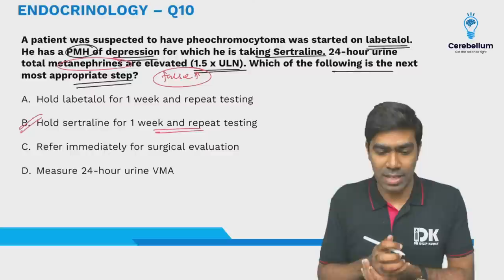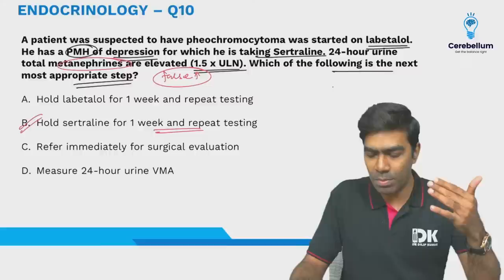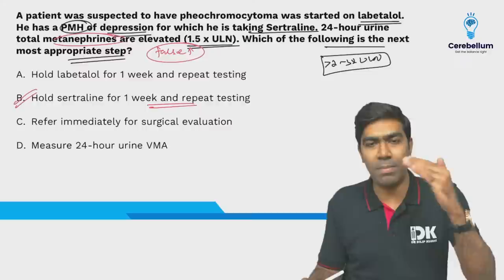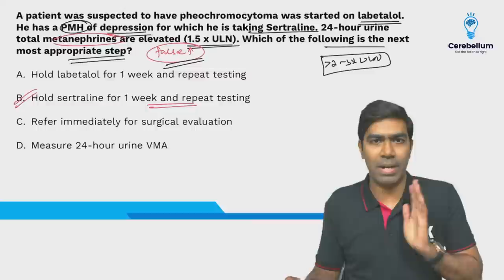So usually whenever metanephrines are elevated, it should be more than 2 to 3 times elevated. This is the exact Harrison statement. This is a question directly from Harrison. Nothing more than that. It should be elevated by more than 2 to 3 times at least. If it's elevated by less than 2 times, many times it will be a false positive metanephrines.